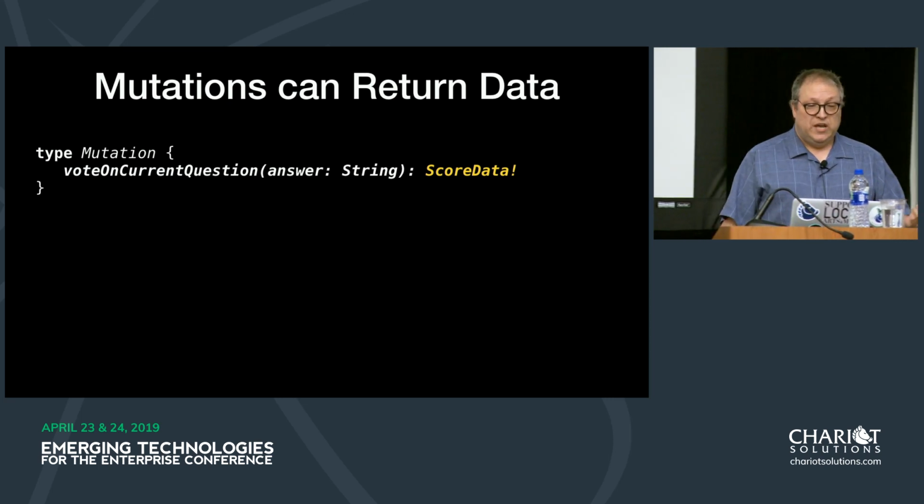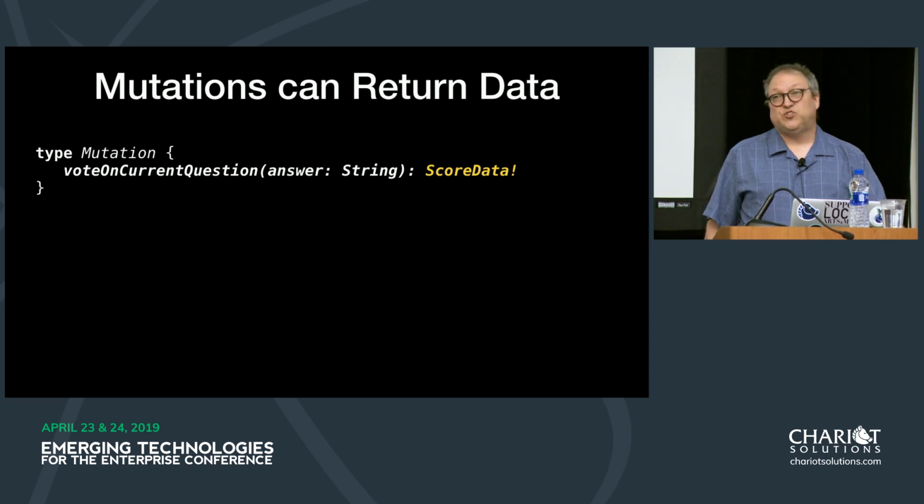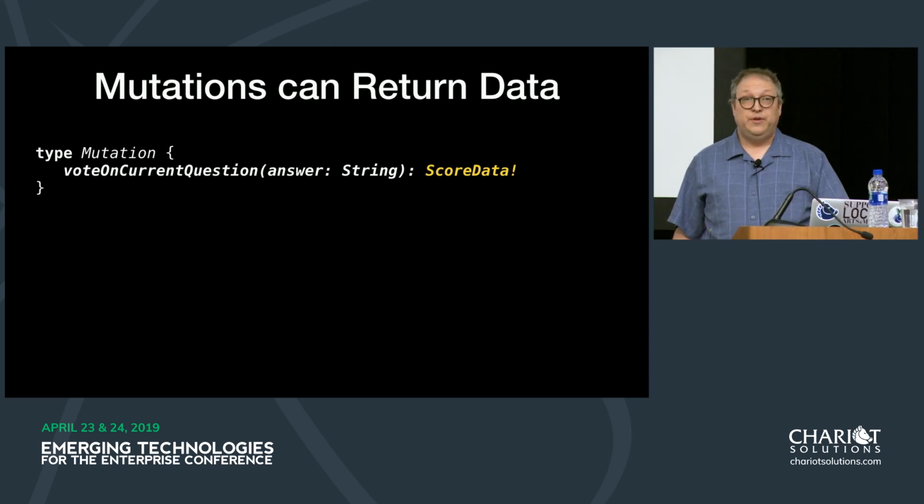So we have this mutation type. It's vote on current question, and the answer being fed to it is a string. And then we should get some sort of score data back, which is another type in my schema.